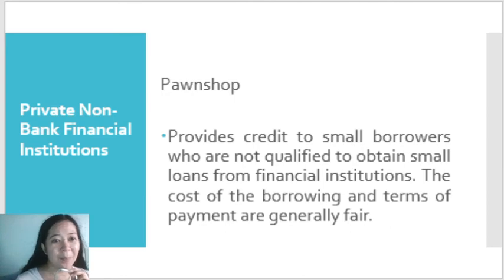Okay, another are pawn shops. You're familiar with pawn shops. This institution is a non-bank financial institution. Pawn shops normally provide credit to small borrowers who are not qualified to obtain small loans from financial institutions such as banks. So if you want to take credit but you are not qualified for loans from banks, you can go to pawn shops. The cost of borrowing and terms of payment are generally fair, and you can have your collateral. Depending on their agreement and contract, you can be extended the loan that you need, but this is for a small amount of borrowing.